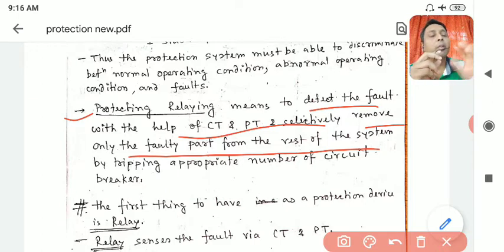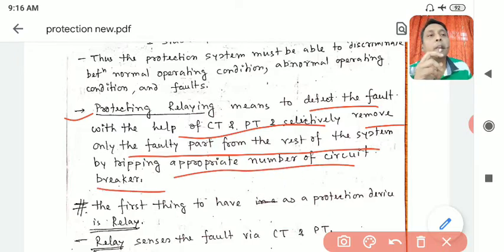It will not black out the entire system. If there is a fault and the entire system blacks out, it is not desirable. What we need is that the particular fault location or faulty part should be isolated by tripping the appropriate number of circuit breakers. If it is needed to trip 1 circuit breaker, it will trip 1 circuit breaker. If it is needed to trip 2 circuit breakers, it will trip 2. So this is the concept of protective relaying.